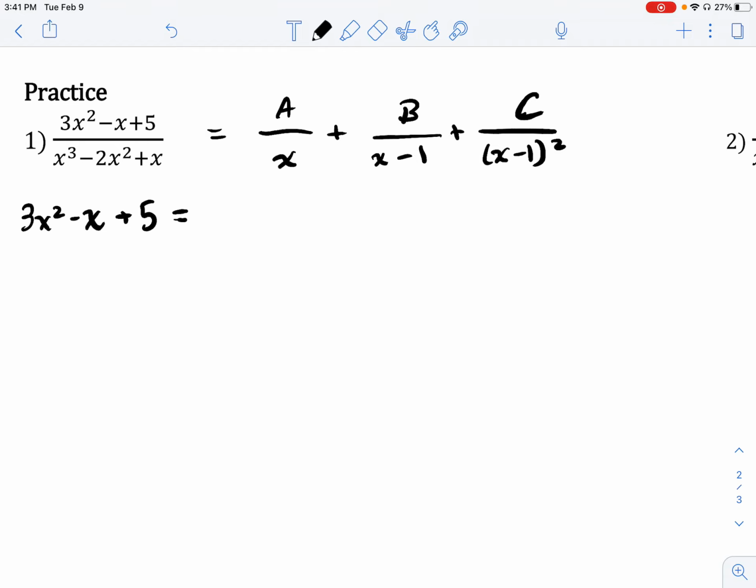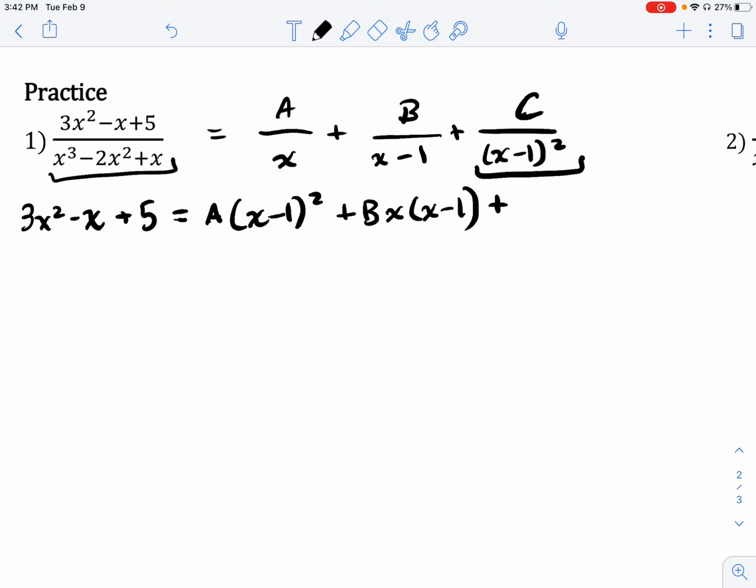On our right side, we're going to get a times x minus 1 squared, which is what's left over after we divide out our x's. Next, we're going to multiply b over x minus 1 by our LCD, and we're left with the x and one additional x minus 1 factor. And then finally, when we divide our last fraction by our LCD, our x minus 1 squareds are going to divide out, but you still will have that x term left over. So we'll go ahead and multiply those.